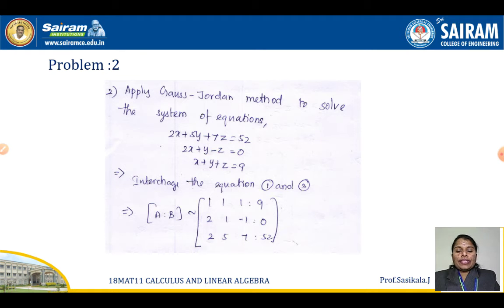So interchange equations 1 and 3, because you can see the first element in every row should be 1. It's not that it must be 1. If it is 1, we can easily do the elementary row transformation, because to convert the first element in any of the rows, we are supposed to use the first row. Okay. So for that reason, you can interchange the third equation and the first equation. It will be easy to do. Okay. So the equivalent augmented matrix of A and B is 1, 1, 1, 9, 2, 1, minus 1, 0, and 2, 5, 7, 52. So this is the augmented matrix after interchanging.